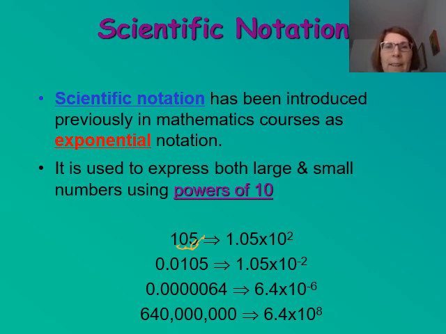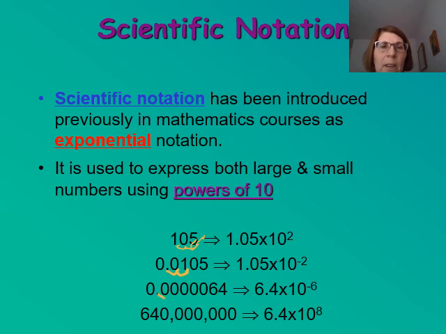So in this case, what's significant is 105. So we would go 1, 2. You want to make sure you move it so that there is only one number in front of the decimal. So it becomes 1.05 times 10 to the negative 2.